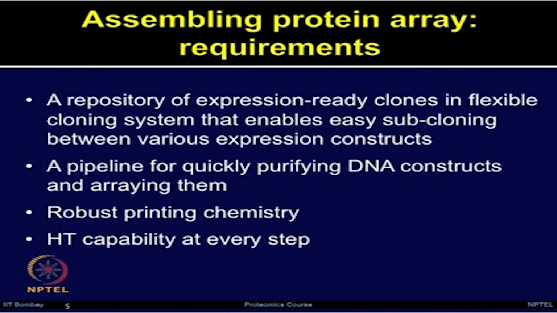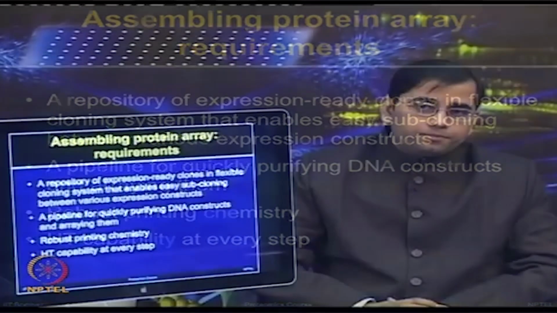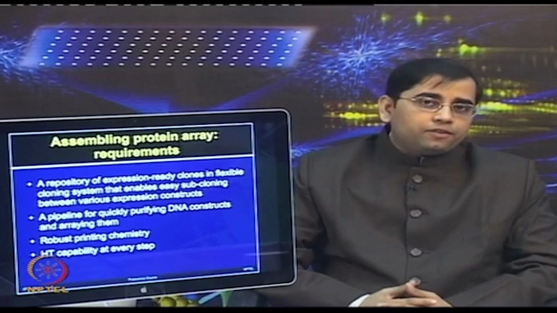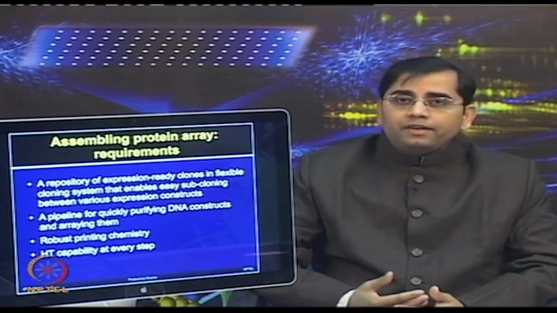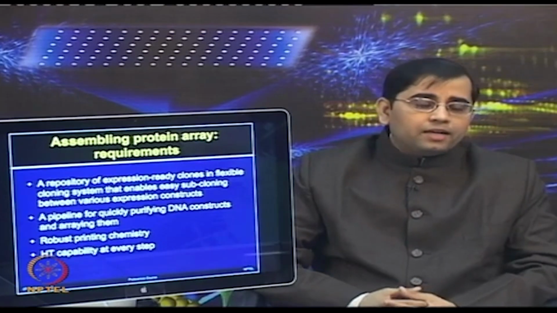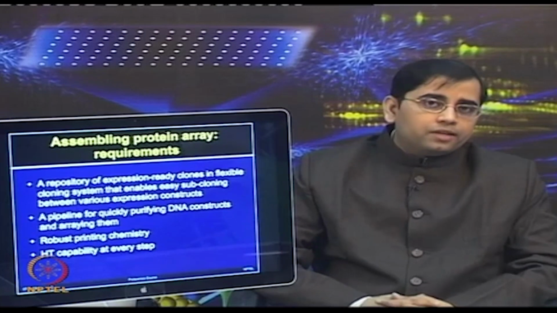So, first of all, we need a repository of expression ready clones, which should be in a flexible cloning system. We talked in the previous lecture about recombinational cloning, which provides very high quality master clones. Now, those master clones can be easily transferred for subcloning into different types of expression systems. So, if you have different vectors, you can transfer them from those master clones.